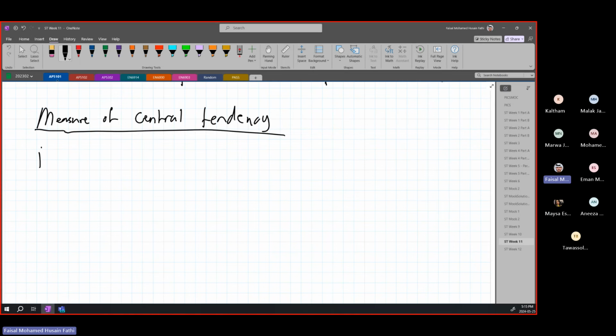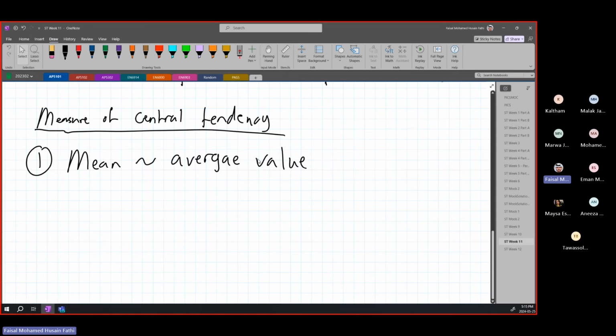The first thing we have is called the mean, which I'm pretty sure most of you already know, which is also known as the average value. This is the main one, the easiest one, the most common one you could say, finding the average of something. This is usually done by combining all the data, which we're going to look at later, and then dividing it by the number of data we have.